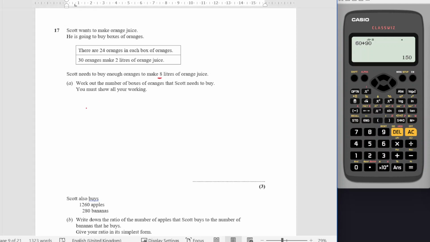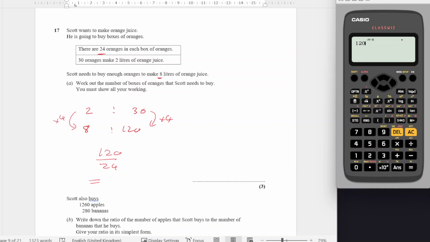Okay, so we want to make 8 litres. So for 2 litres, you need 30 oranges. So for 8 litres, I've times by 4 there, so I need to times by 4 there. So I'd need 120. And if they're in boxes of 24, 120 divided by 24 is going to give me 5. So we would need 5 crates.